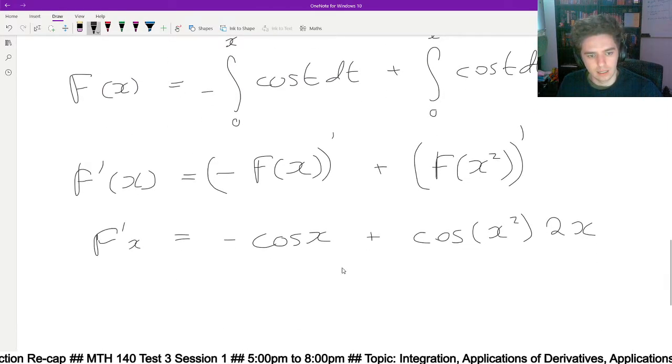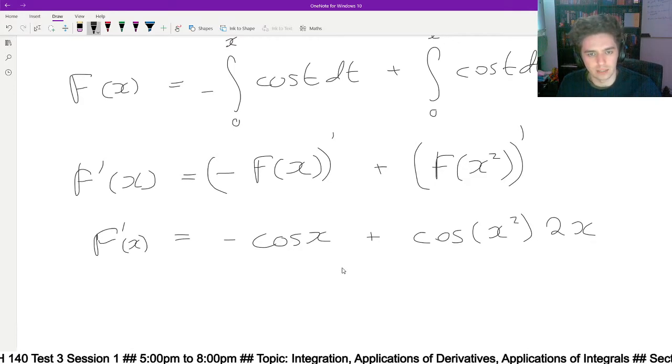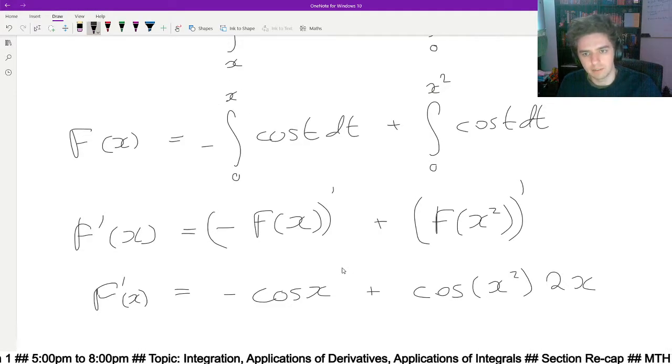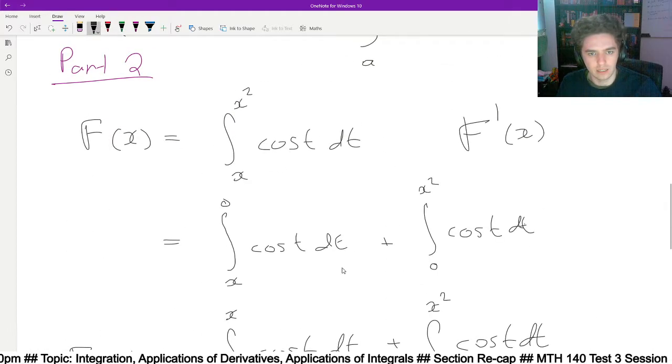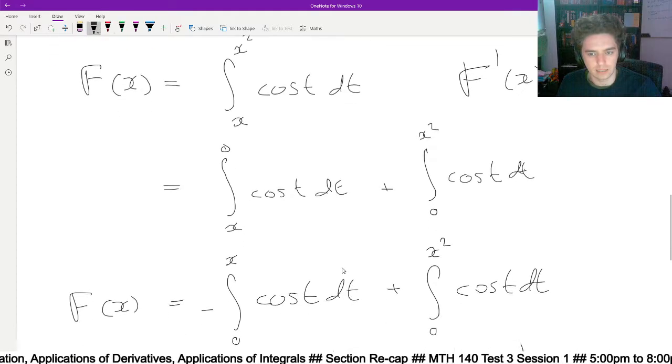Right? That's f prime of x. And I think writing it out like this is an important step, right? Because you're saying that this is big F of x, because that's the thing in the top there. This is big F of x squared. That's the thing you've got to notice, right? And when you have both of the bounds as variables, then you've got to break it up into something like this.